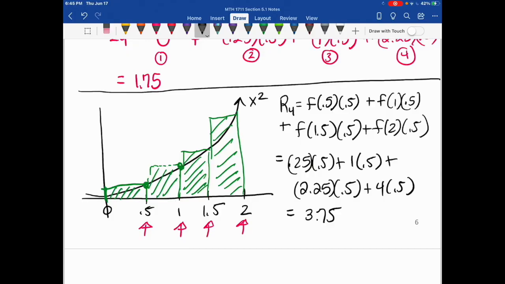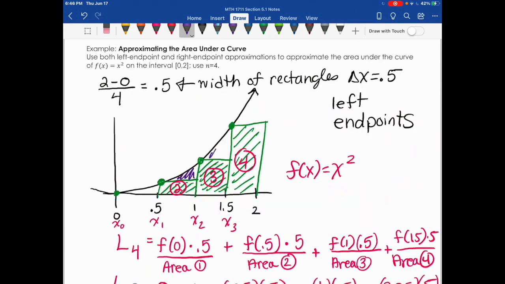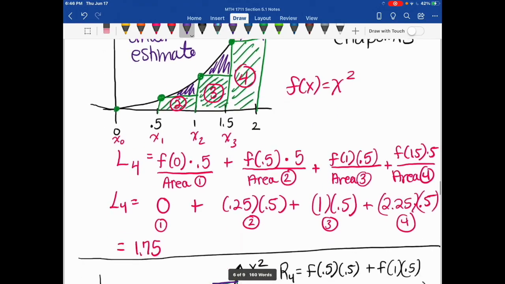Now, notice that when we did the right-hand endpoints, we had this extra area up here. The rectangles went above the curve. So this is going to be an overestimate. And then if we look up here, when we did the left endpoints, we had extra space here that we didn't count. So this is going to be an underestimate.